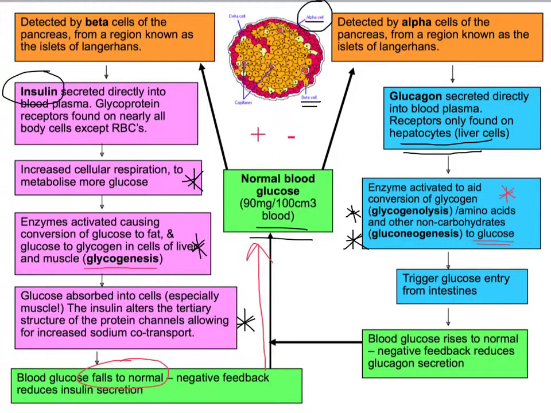We also get glucose entry from the intestines back into the bloodstream to try and raise our blood glucose level. So what that does is increase our blood glucose back to a normal value. Again, that's an example of negative feedback, because we're going to then end up reducing our glucagon secretion. Once we've raised our glucose level, we're not going to want to continually use up our glycogen stores. So we turn off our glucagon secretion, and what that will do is, again, feedback to get to set point, our normal blood glucose level.